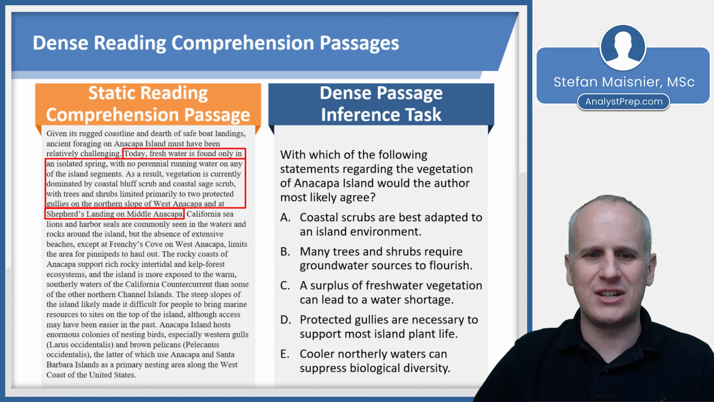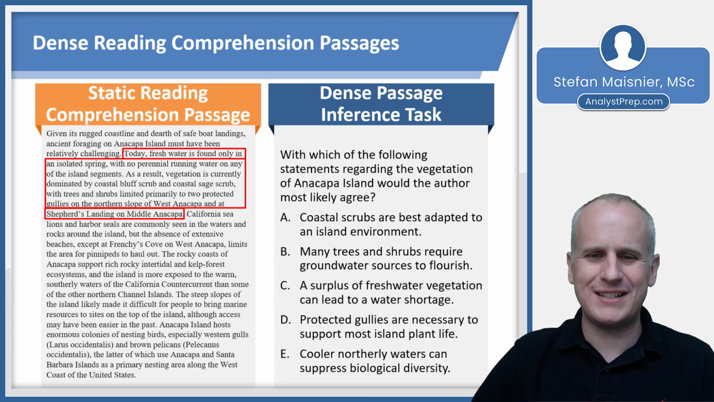As a result, vegetation is currently dominated by coastal bluff scrub and coastal sage scrub, with trees and shrubs limited primarily to two protected gullies on the northern slope of West Anacapa and at Shepherd's Landing on Middle Anacapa. Because we had our detailed passage map, we would know not to continue at this point. Even though we say generally read a sentence above and a sentence below, the next sentence is going into the sea lions. That has nothing to do with vegetation. So now we just got to find an answer choice that matches this information directly, but isn't exactly stated.